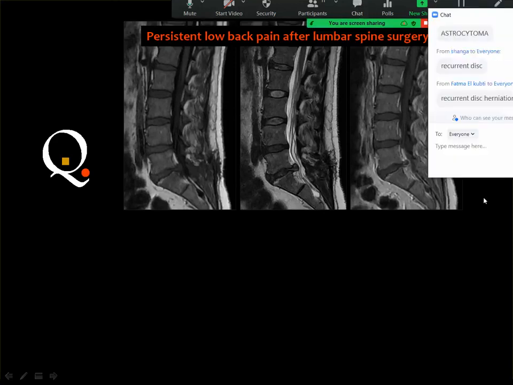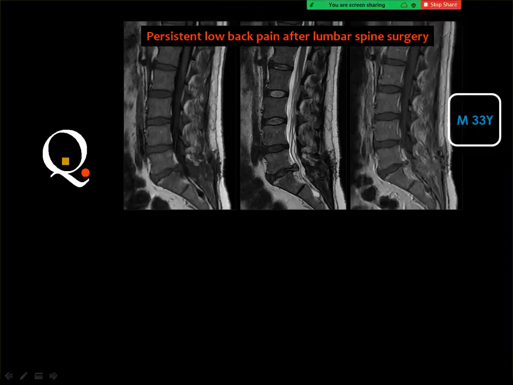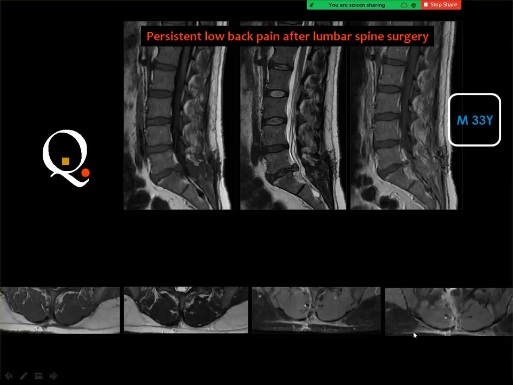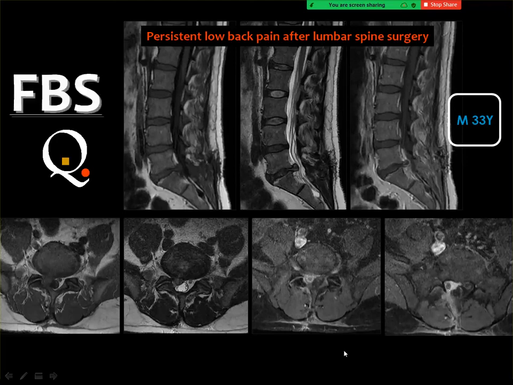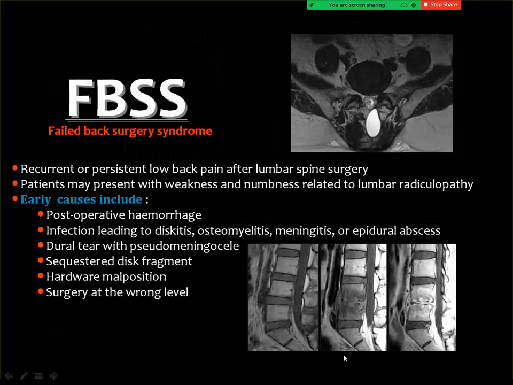Okay, the recurrent disc herniation, good. And this is right. You see in the axial images the T1 pre-contrast, T2 and T1 post-contrast, and you got significant enhancement in the epidural scarring as well as the residual part of the disc, and this is known as failed back syndrome.